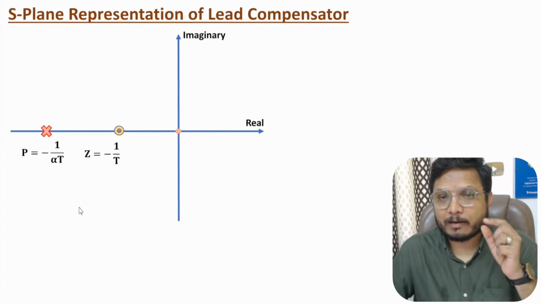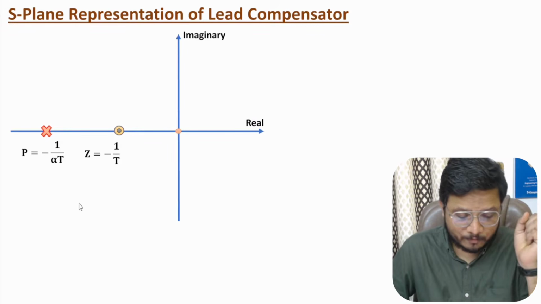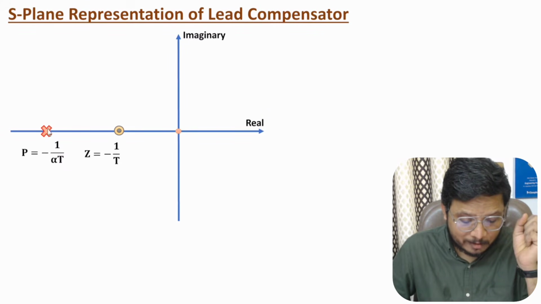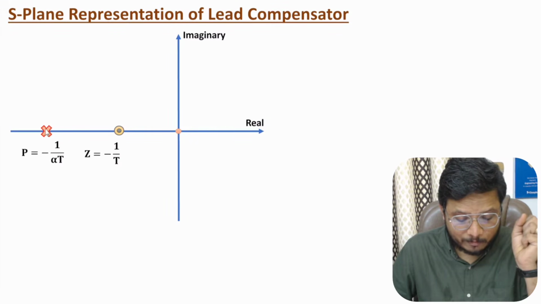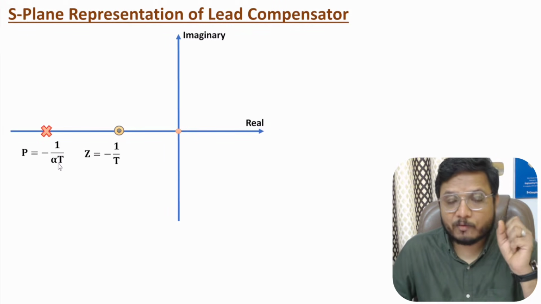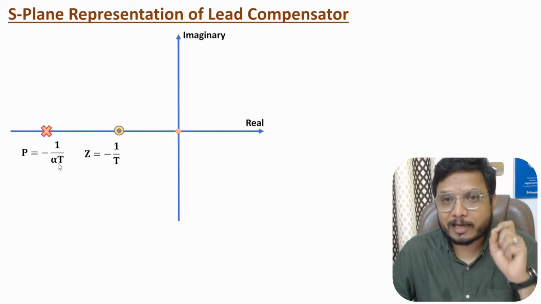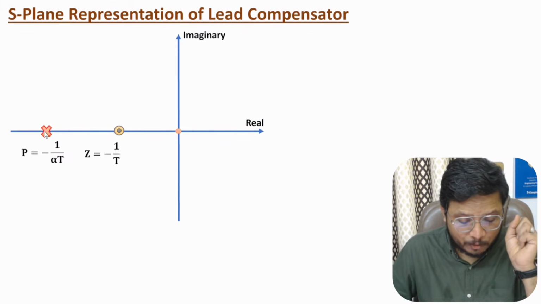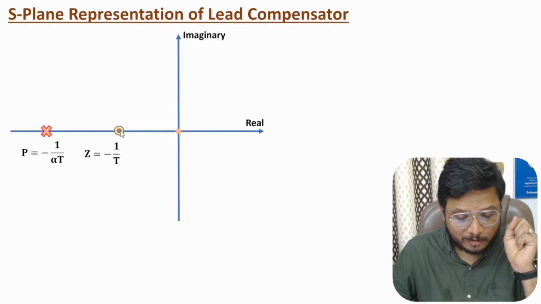And always remember, with lead compensator, this pole will be having higher value compared to zero, means this zero will be there towards right side of this pole. Here if you observe, this zero is having value of minus 1 by T, while with this pole we have value of minus 1 by alpha T. Here value of alpha is lower than 1. Then only this pole can be over this side of this zero, right?